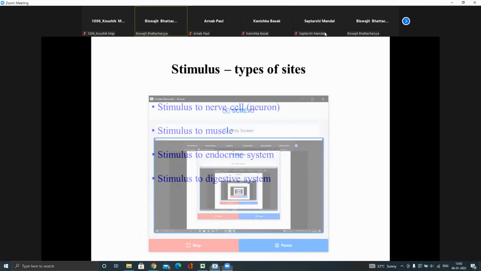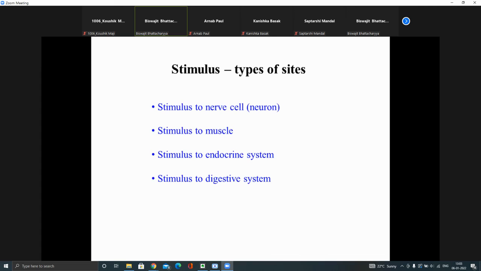A stimulus may be present in the endocrine system, meaning various gland systems, so that different hormones and other chemicals may come out of the gland, and it will start triggering other processes within our body. The stimulus may be present in the digestive system, inside the stomach or other parts, for which different hormones and enzymes will be released, and our digestion will start working accordingly in a particular direction. So those are the different sites of the stimulus.